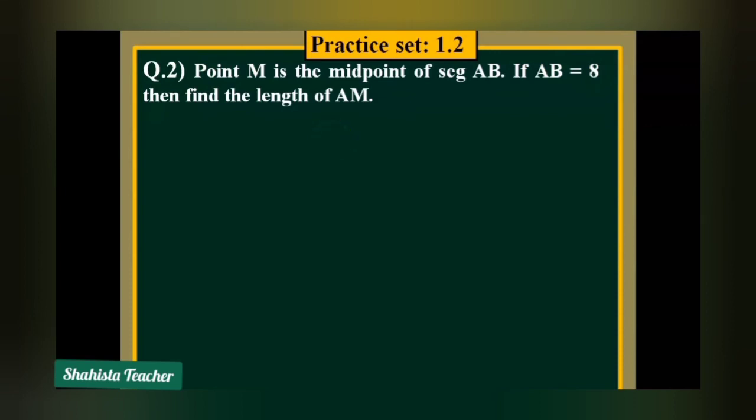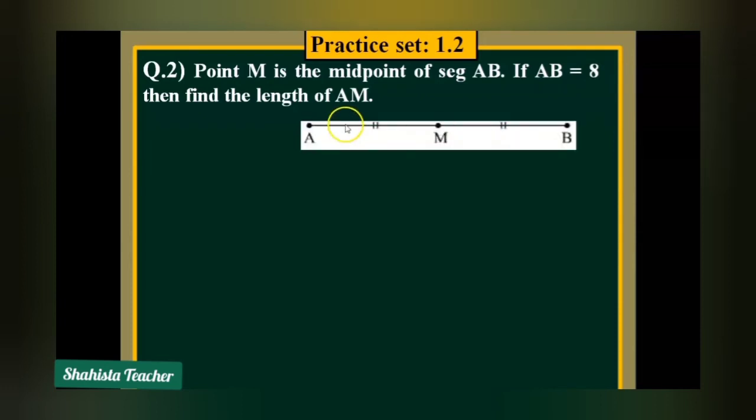So first we have to draw here line AB, segment AB. Here segment AB and M is the midpoint. Now if AB is 8 centimeters, then what is the value of AM? If segment AB is 8 centimeters, then length of AM is how much? Simply half of 8 is, you are right, 4. So AM is equal to 4, but we have to show the steps here.